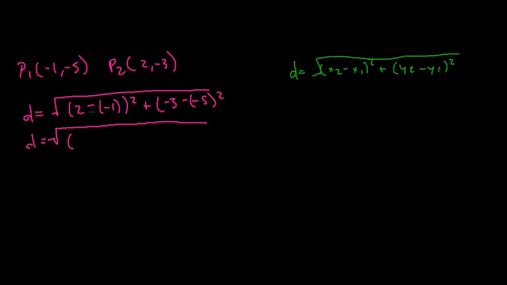And remember, a minus minus is a positive. So this is 3 squared plus minus 3 minus minus 5, which is plus 5, which is 2 squared. This equals the square root of 9 plus 4, and that is the square root of 13. So that was a relatively basic one.